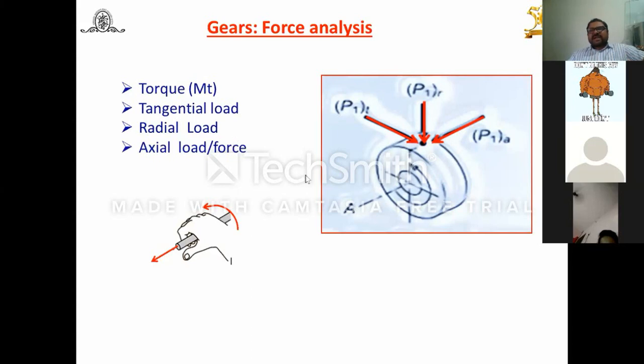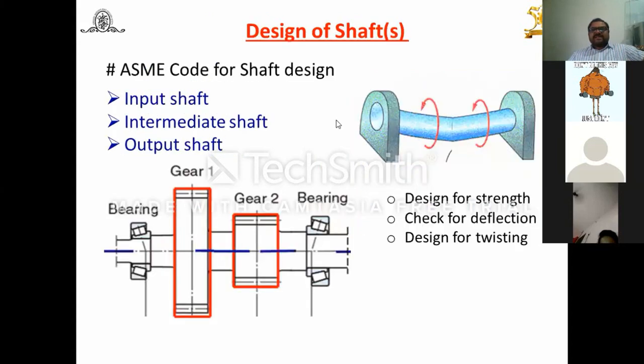By using this relation, you can calculate the forces. Once you know the forces, what do you have to do? Go for a design of shaft. So use the ASME code of shaft design for the input shaft, intermediate shaft, and output shaft. You can find out the shaft dimension.